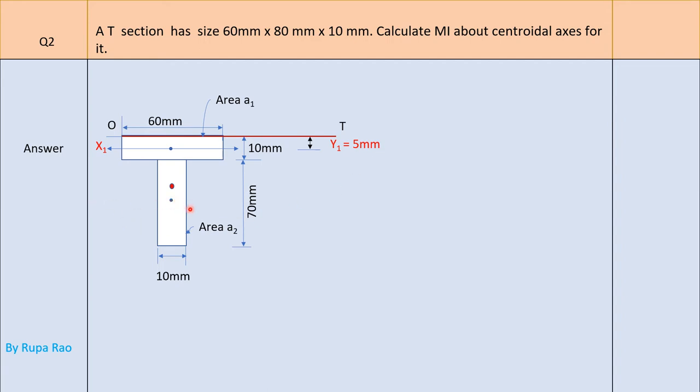Now suppose the center of area A2 is here, then its centroidal axis x2 will be this axis. From this axis up to the reference line, the distance is, from here up to the bottom of the flange, half of 70, that is 35, and I have to add the thickness 10. So here I am showing y2. From here to here is 10, and from here to here it is half of 70. So 70 divided by 2 is 35, plus 10, that is 45. So y1 is 5, y2 is 45.